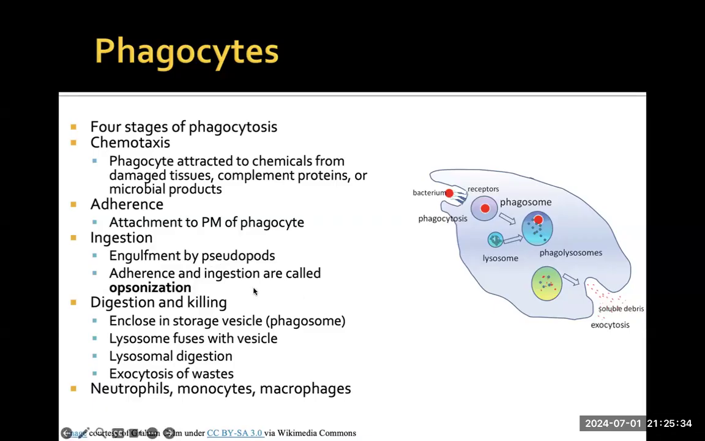When they adhere and ingestion occurs, this is called opsonization. It's just a fancy word for pulling it in. Then you have digestion and killing, which basically means that you're adding the lysozymes to the bacterium. In a closed vesicle, the lysozymes are going to digest the bacteria, and then from there, you're going to exocytose the waste or the debris. The 3 different types of white blood cells that help here are neutrophils, monocytes, and macrophages.